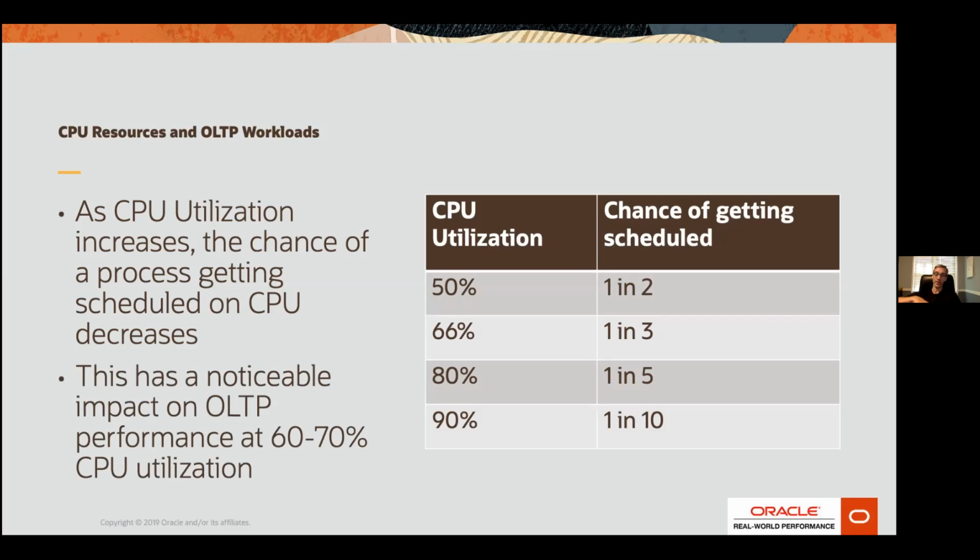With an OLTP workload, you have many users or many sessions competing for CPU. You want a session to be able to get on CPU right away to do its work and then get off the CPU so it can have CPU available for other sessions or processes that are waiting. What we find in the OLTP environment is once you cross that 60 to 70% CPU utilization, your response time will start to go up as your processes need to wait to get on CPU, and that has a noticeable impact on performance.